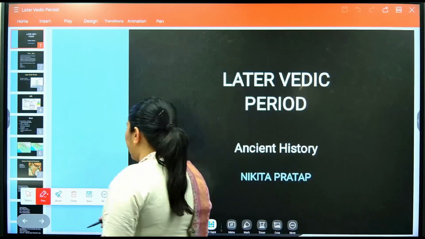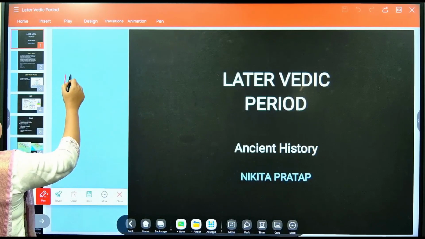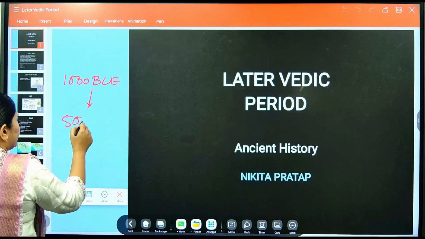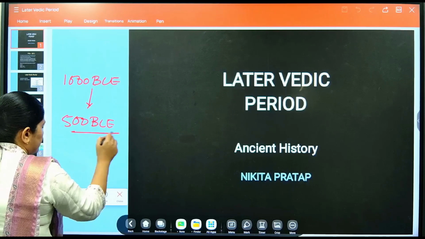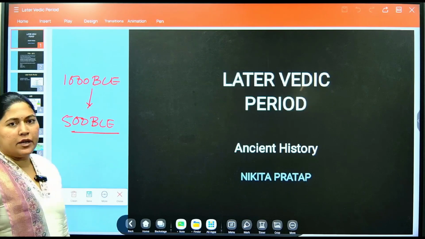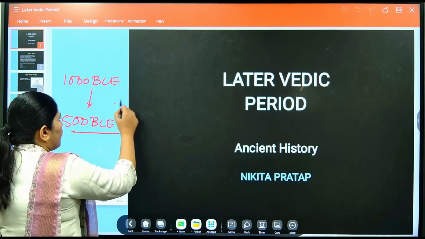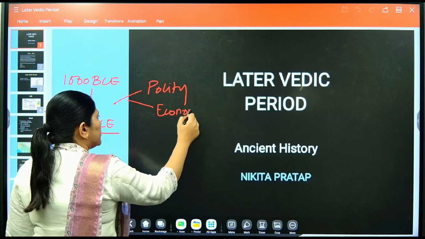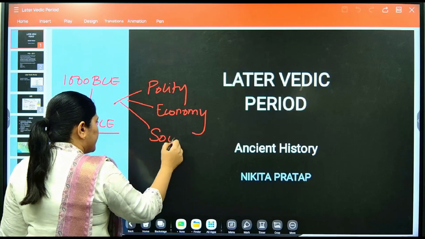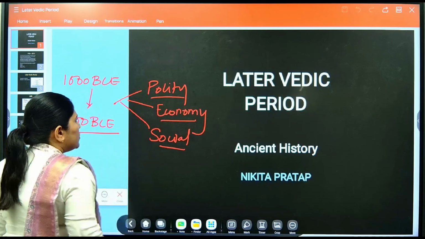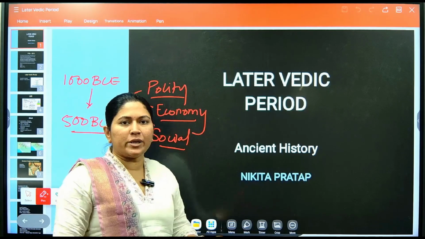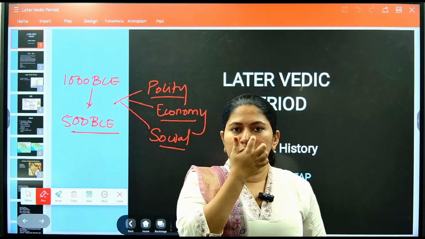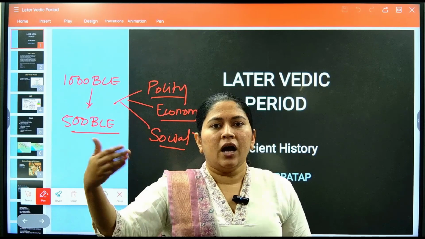The later Vedic period started right from 1000 BC, and it extended up till 500 BCE. This later Vedic period saw majorly the development of polity, economy, and social life. So whatever you will learn about this later Vedic period would be standing as a basic pillar for the Mauryan age, or the Mauryan period, which we would be discussing in the upcoming lectures.